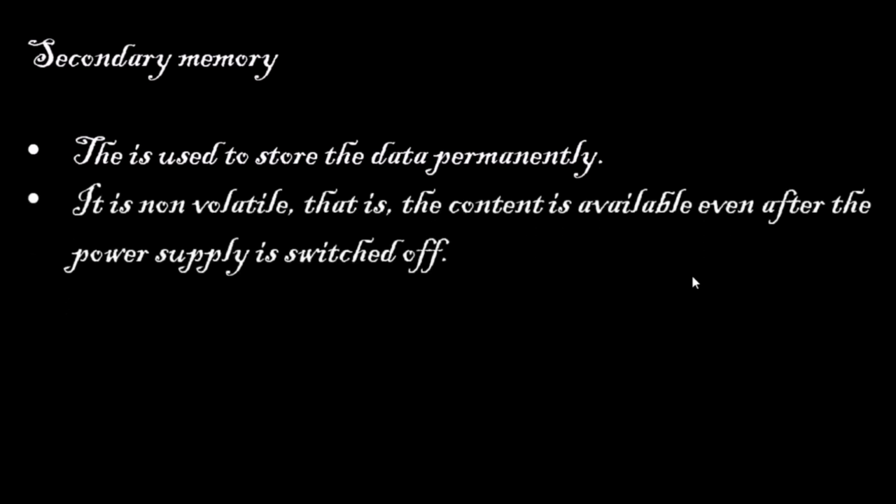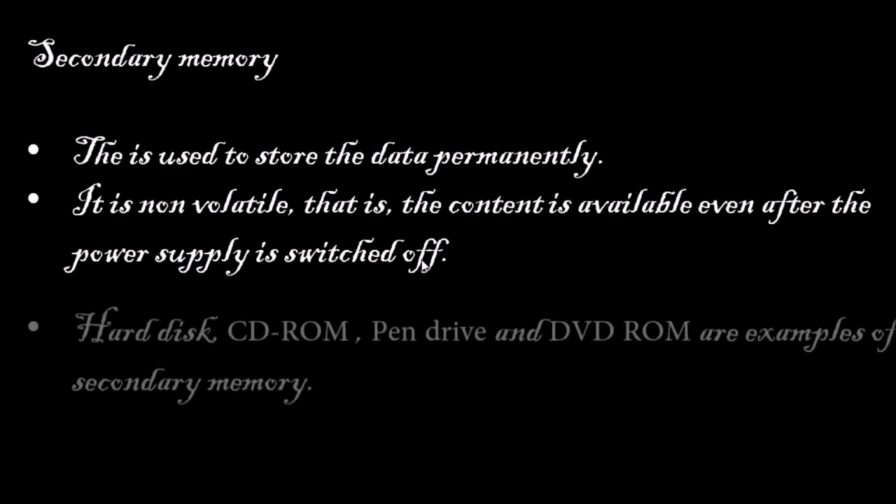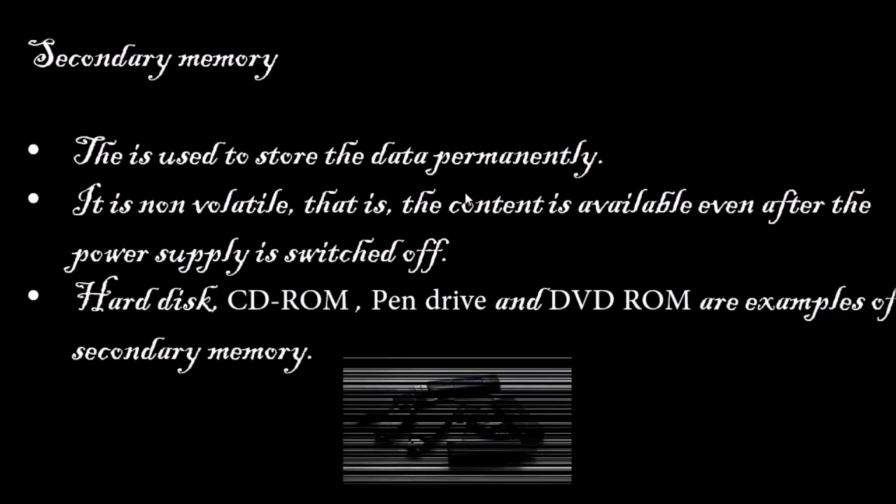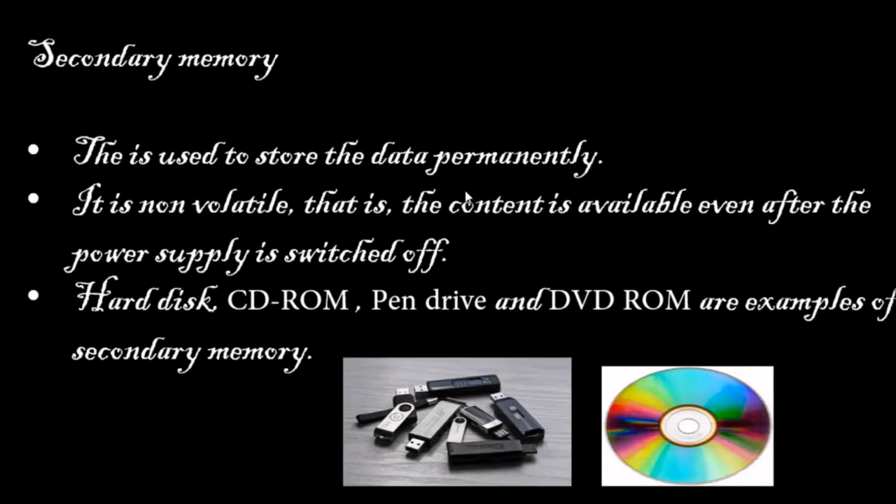Secondary memory is used to store data permanently. We can store data permanently here, but in primary memory we can't. It is non-volatile memory, that is, it is not erased. It is permanent memory, so the content is available even after the power supply is switched off. Examples of secondary memory are hard disk, CD-ROM, pen drive, and DVD-ROM.